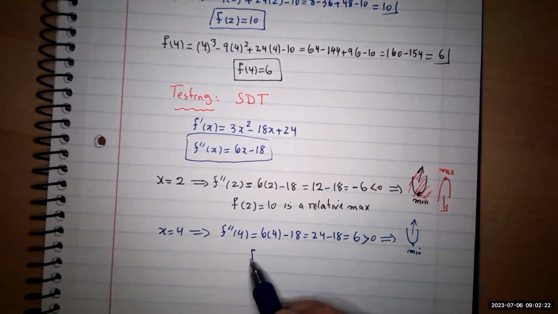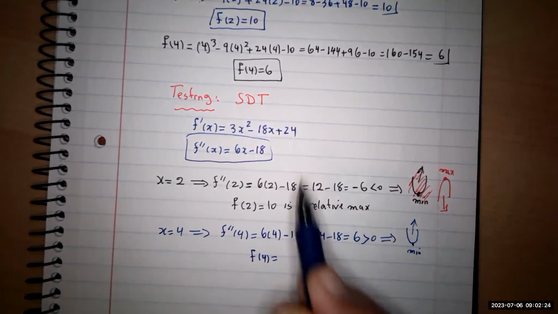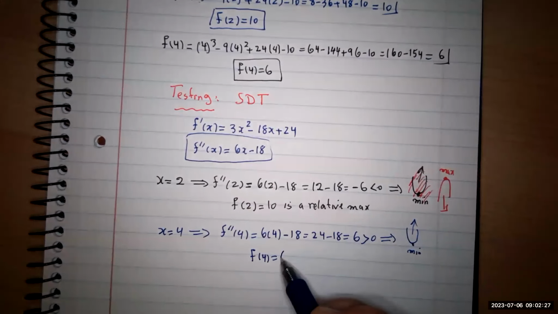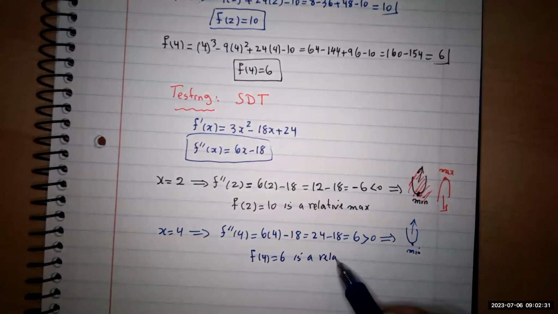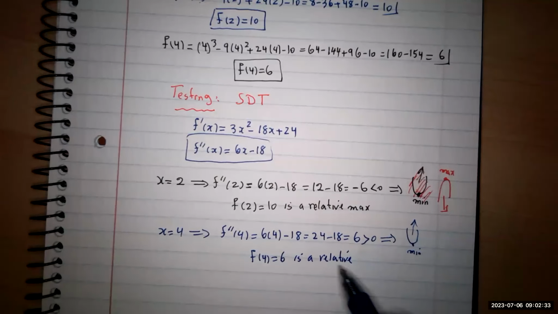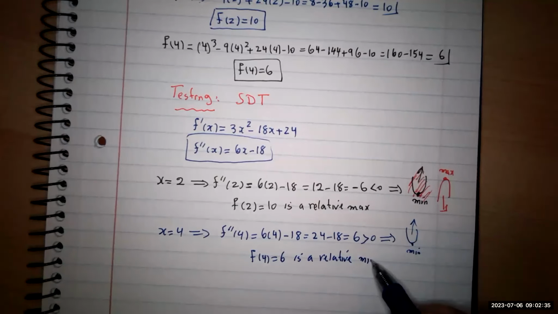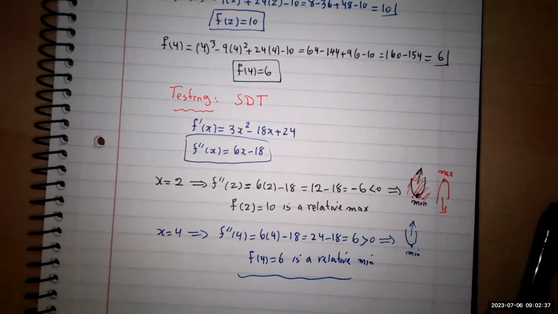So this means f of 4, the value of the function, remember, is 6. Equal to the 6 is a relative minimum. And you're done. You see, it's a very nice test. It's very nice, it's quick, and you can use it anytime you like to get these numbers. Any question?